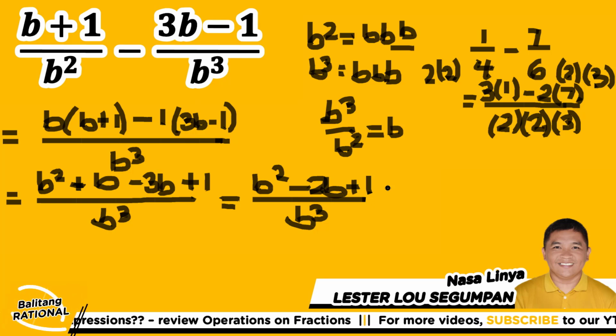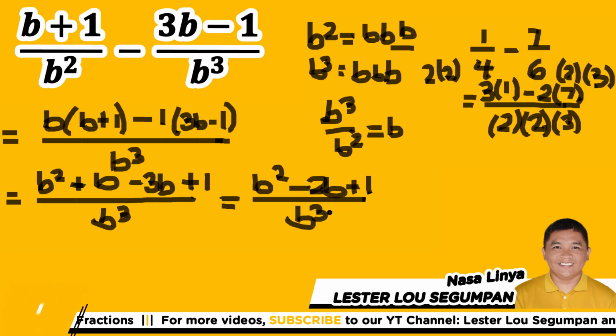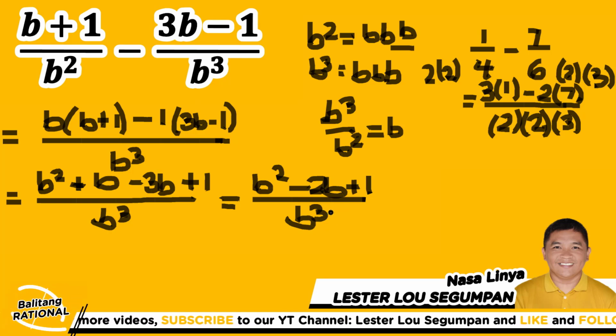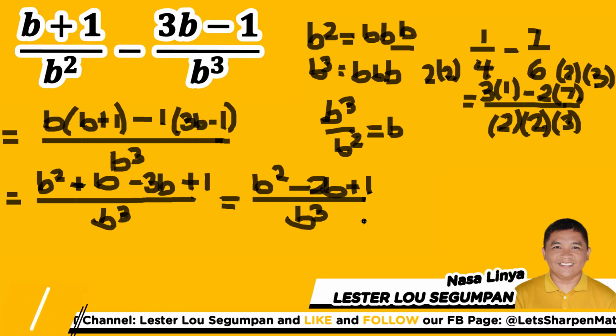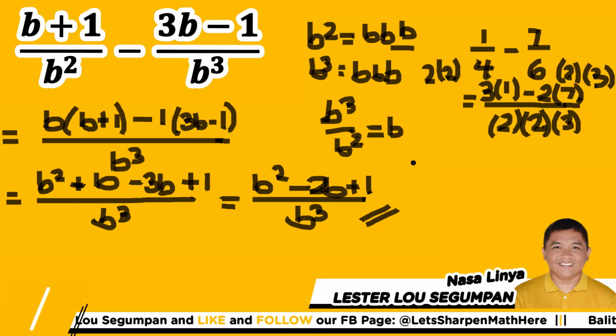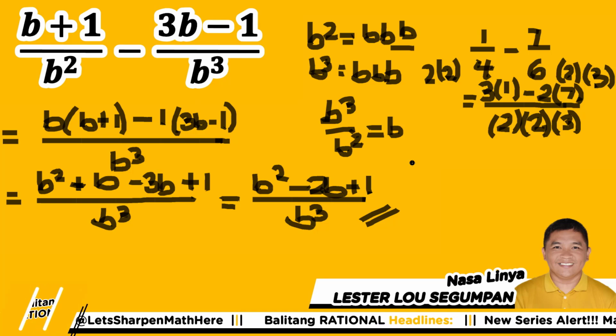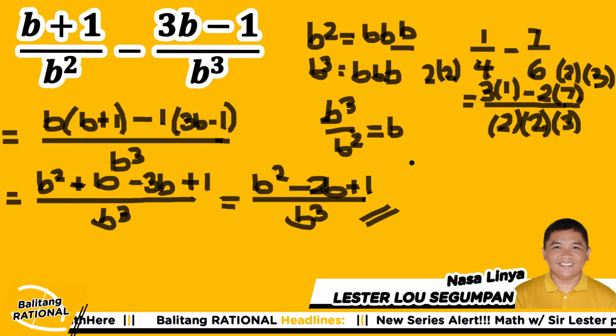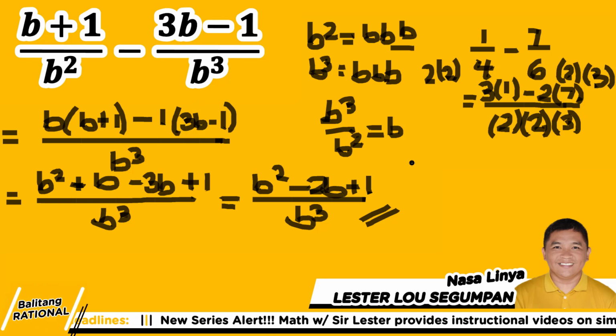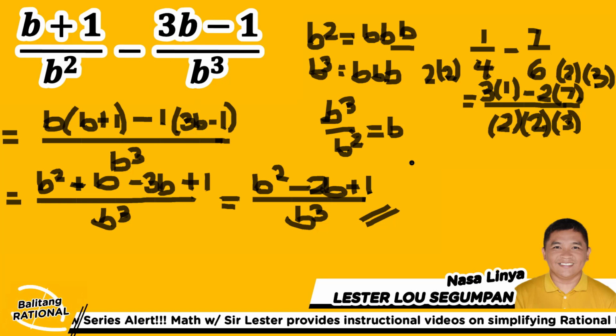Pero po, yung purpose ng ating factoring is to see if meron po tayong makakancel sa baba. Yung ating denominator is b cubed. Wala pong makakancel dito kahit na po b minus 1 at b minus 1 yung numerator natin. This would mean this is now our final answer. This again, the difference po ng dalawang rational expression natin na naibigay kanina using the concepts of LCD and the proper application of operations which involves subtraction and multiplication of rational expressions.